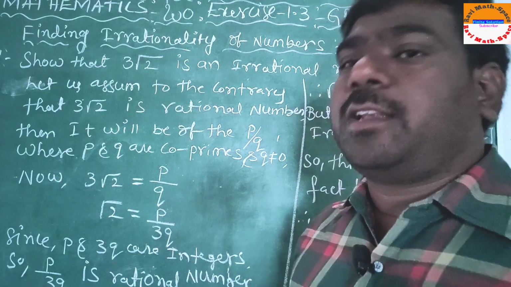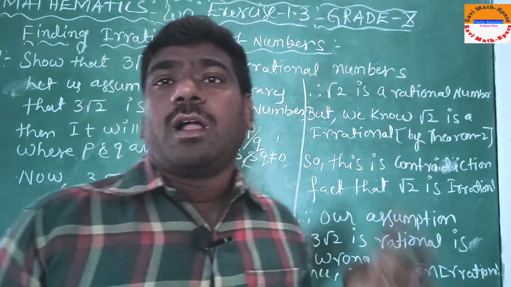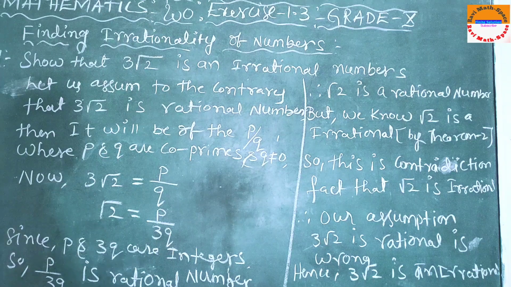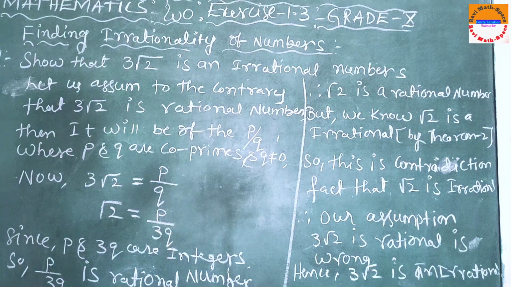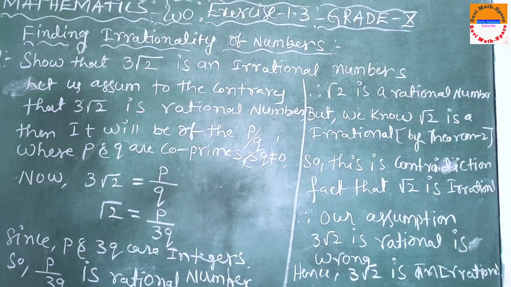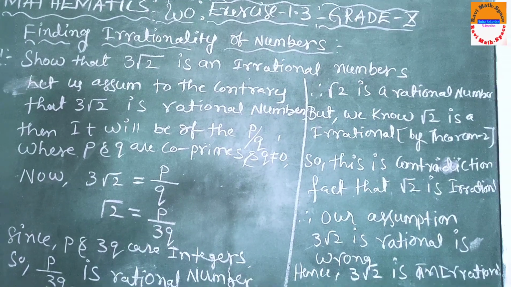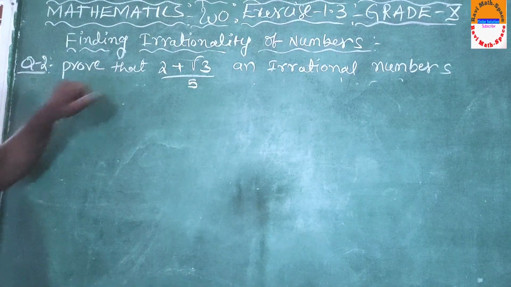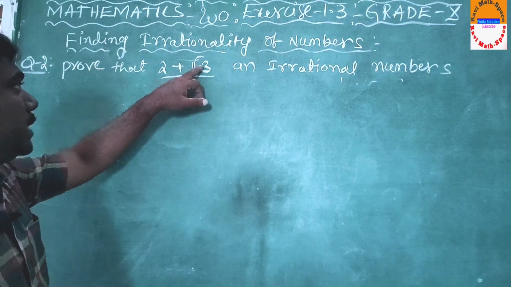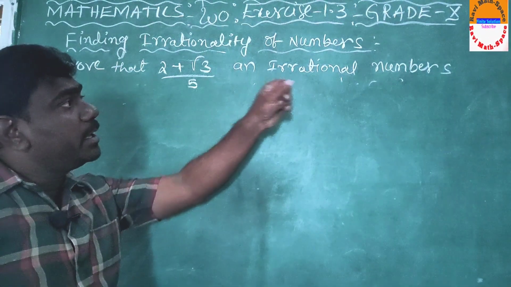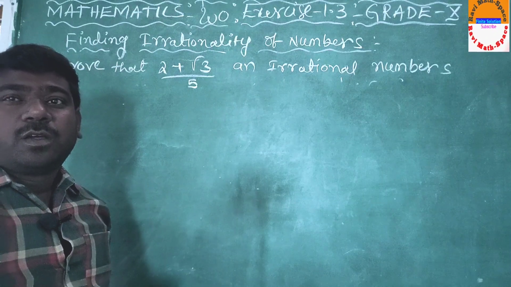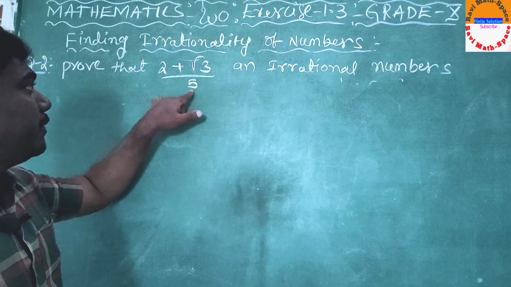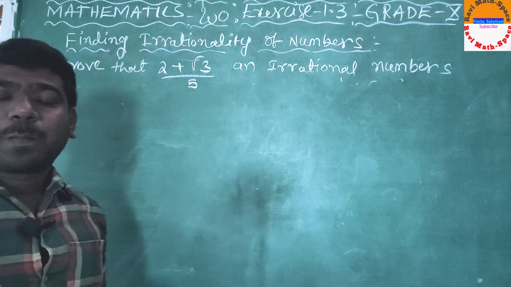Okay, let us understand more and more. One more problem I will do here. If you want, take the screenshot. Next problem: prove that 2 plus root 3 by 5 is an irrational number.